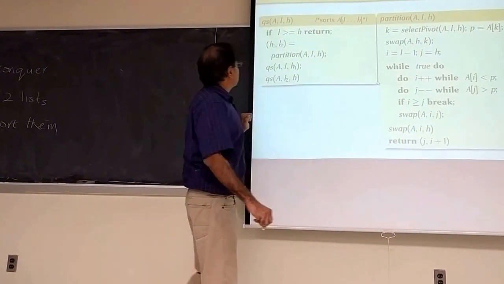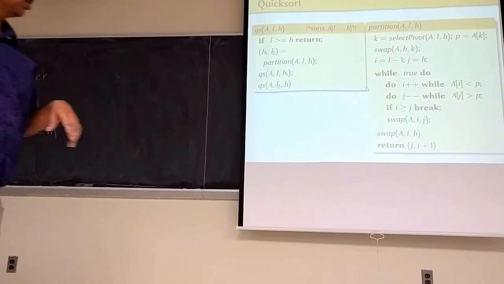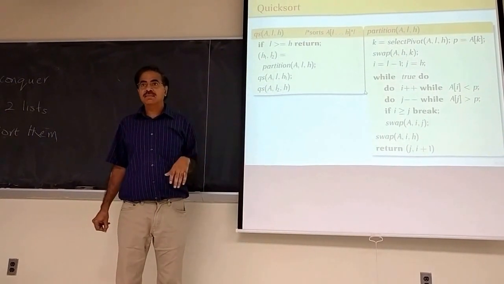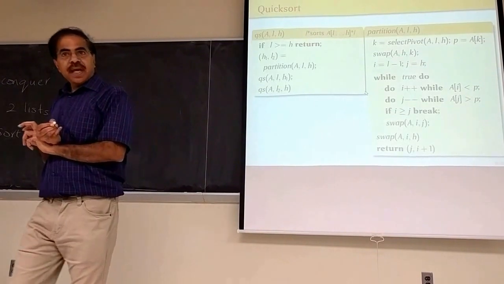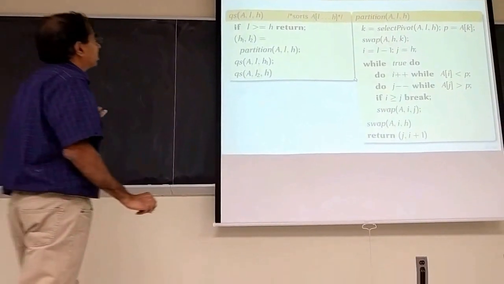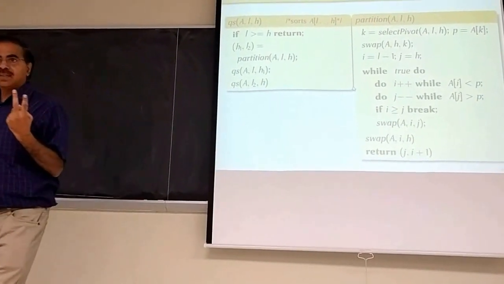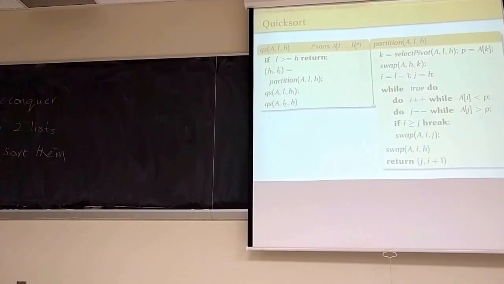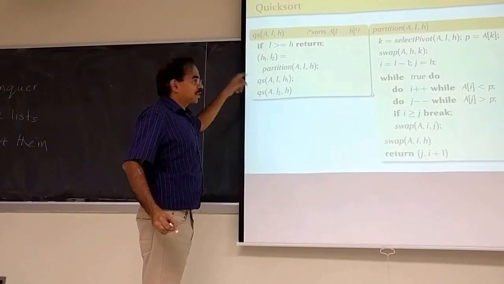And the first step is: if L is greater than or equal to H, which means that the array that you want to sort contains 0 or 1 elements, well, there's nothing to do. If the array has 1 element or less, you just return it. Otherwise, it has at least 2 elements, so at that point, you're going to divide it into 2 parts, and then you're going to sort them recursively.